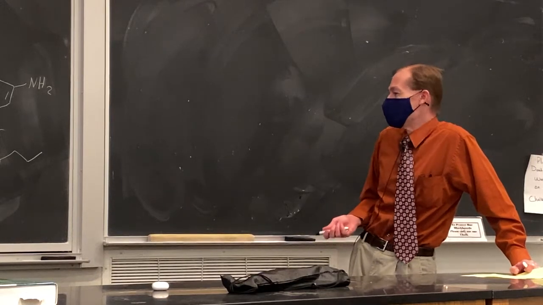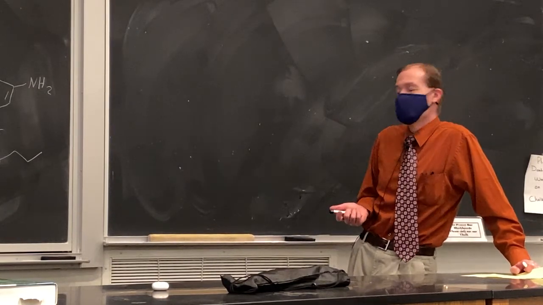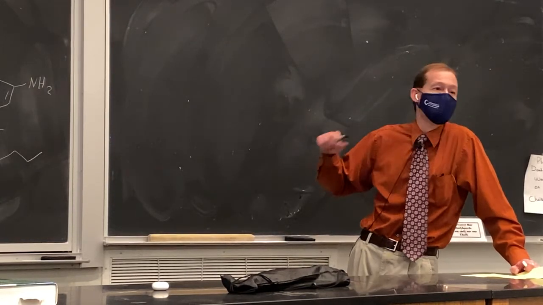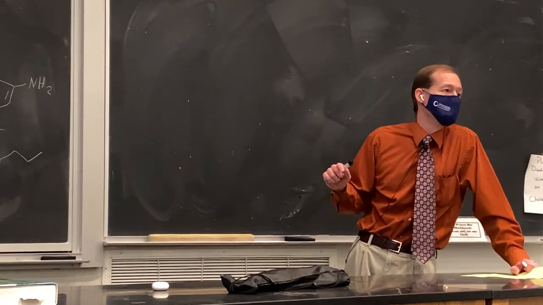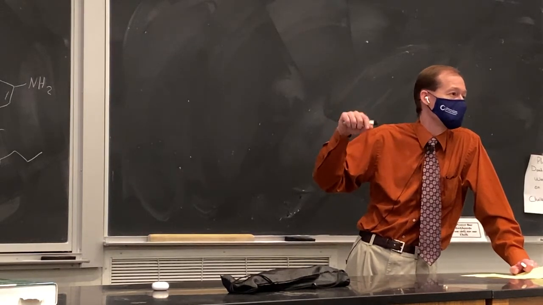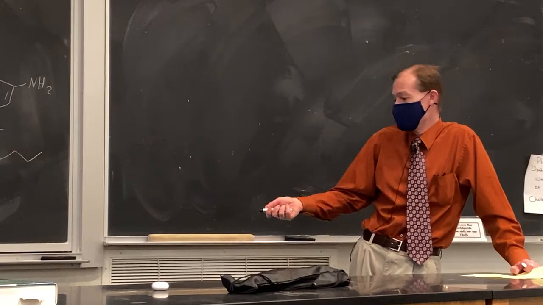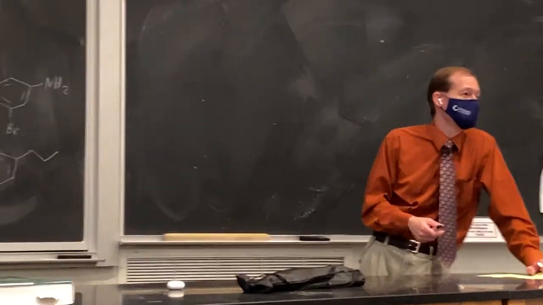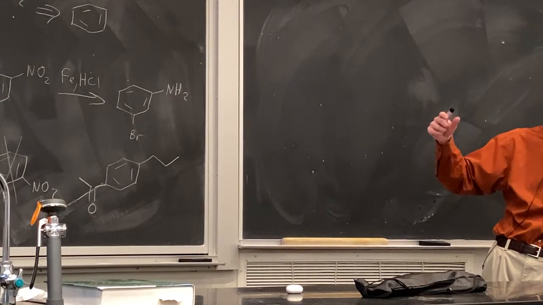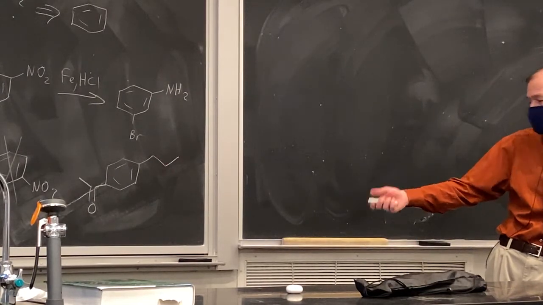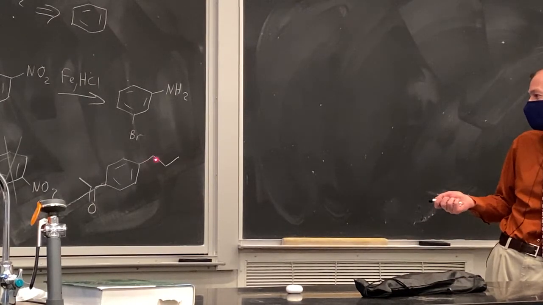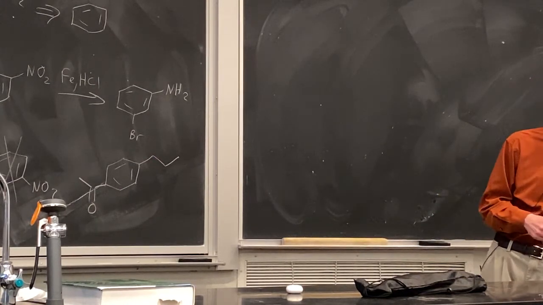Let's look at the directing effects. In a disubstituted benzene, so on this particular disubstituted benzene, which of those two groups is going to control the regioselectivity or control the location of the third substitution? Which group? Alkyl group or the acyl group? The alkyl group, right? When we have two groups, we go with the stronger activator. This is an activator, that's a deactivator. So we know this is going to control it.